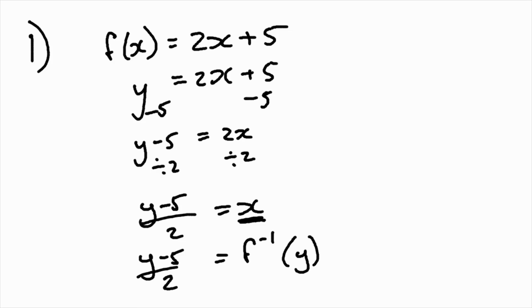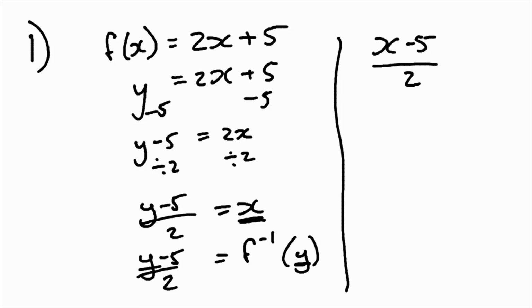Now, we've got x's, we've got y's, we want to keep them consistent. But if we've got a y here and a y here, we can just change that letter. We can change that letter just to be consistent. So instead of y, let's just say we have x. So this is now the inverse function of x.